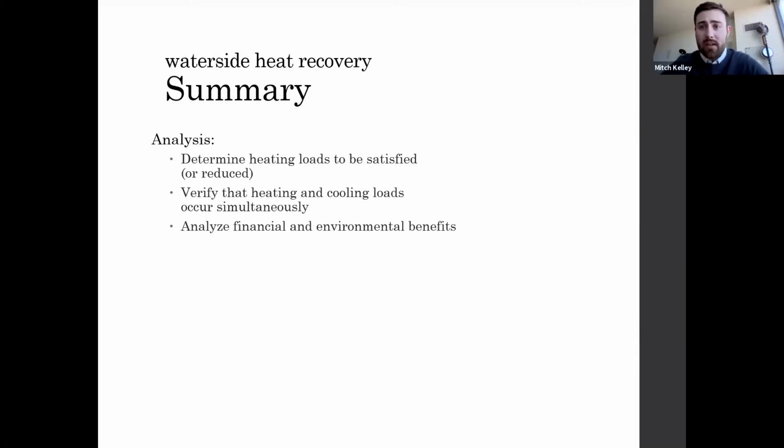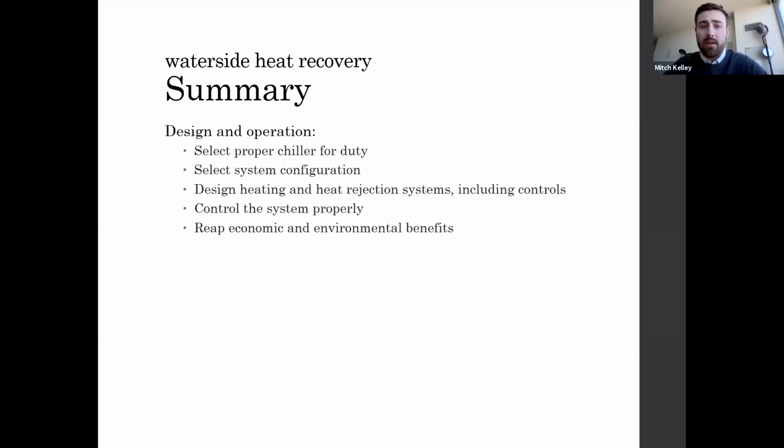Now, during the analysis phase, it's really key to determine if heating loads are going to be occurring simultaneous with cooling loads throughout the year, and we need to analyze the financial and environmental benefits to make sure they actually meet the owner's criteria. During chiller selection and operation, we need to make sure we select the chiller for the heating requirement, use the appropriate system configuration, and design the system, including controls. Ideally, you keep the system simple. Control the system properly by having an actual integrated BAS, and accrue the benefits of reduced operating costs, emissions, and tower water usage throughout the life of the system.